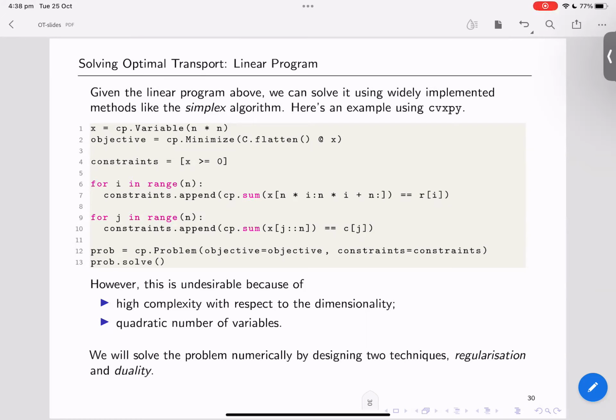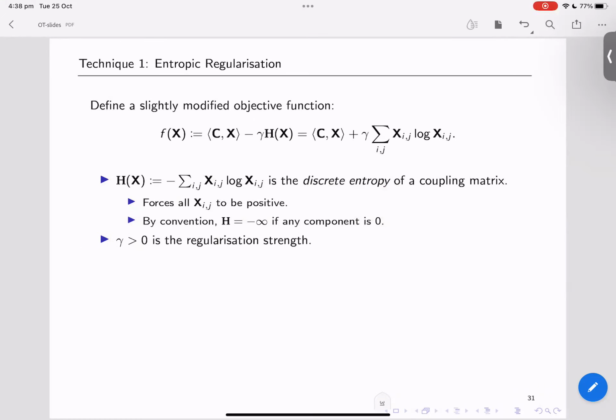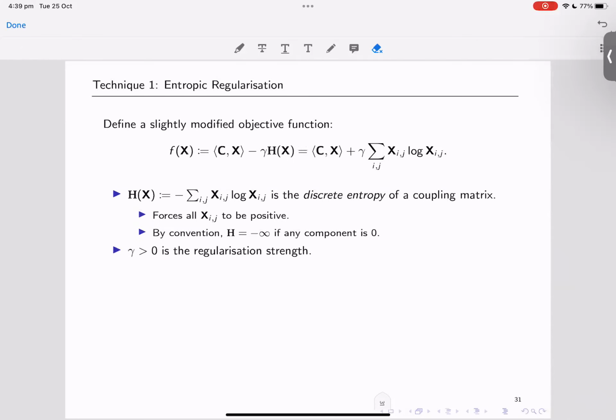So let's talk about the regularized problem. What I will do here is define a new objective function f of x, which is equal to the inner product between c and x as normal, with an additional term, minus gamma times h of x. By definition, h of x is equal to this one. So this is the new objective function: the inner product plus the negative of h of x.